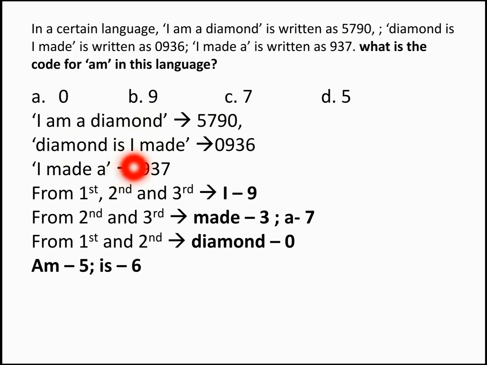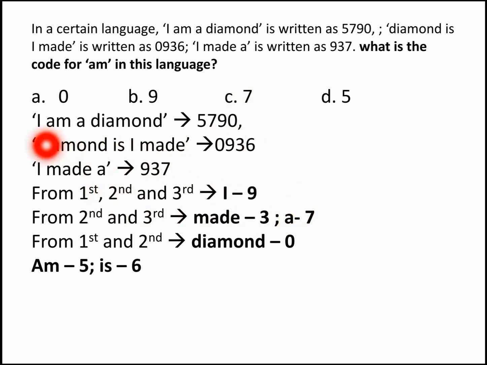As you can read, one common word in all the three statements is I, and the common number is going to be 9. So I can come to a conclusion that I takes the code 9. From the second and third statement the common word is made, and the common number is 3, so made is coded as 3. And if I is 9 and made is 3, definitely A is going to be taking the code 7, right? And from the first and second, you can have diamond as a common word and the common number as 0. So diamond is coded as 0.